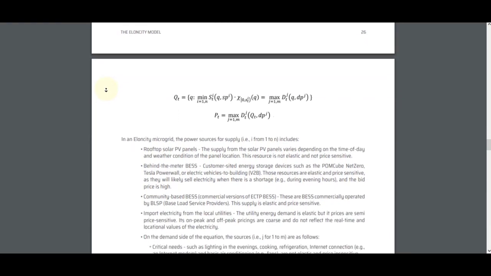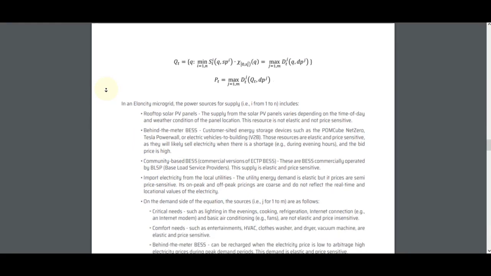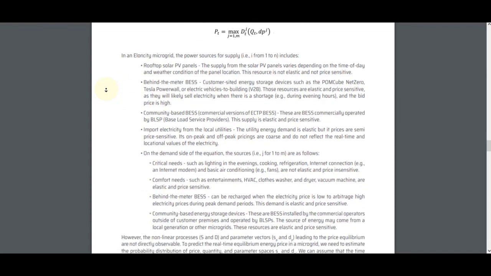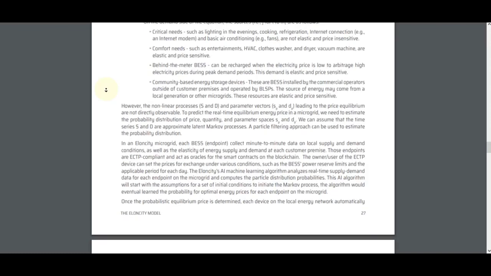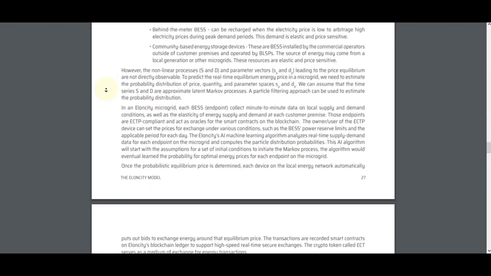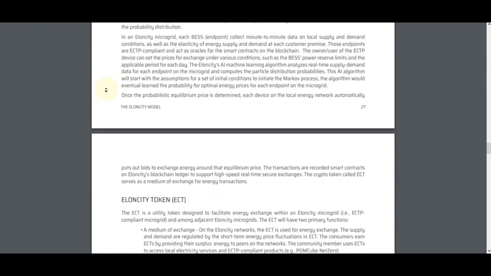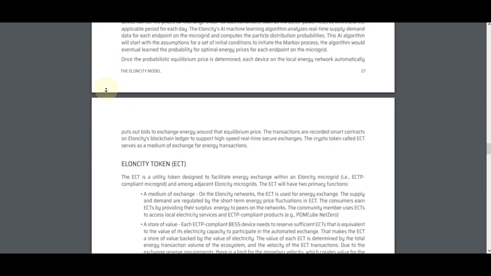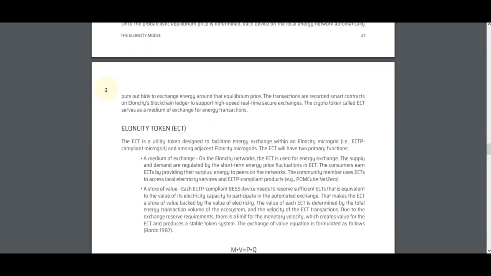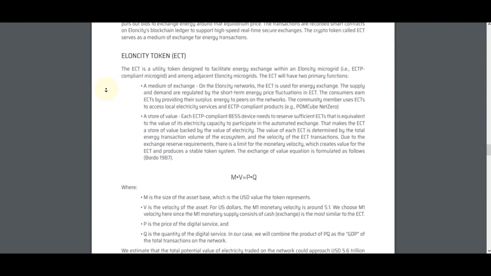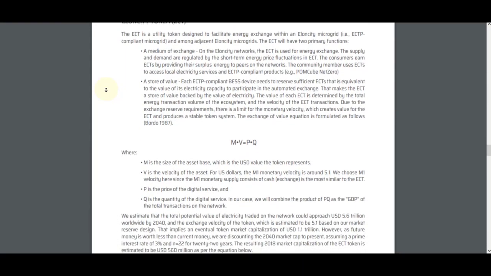We estimate that the total potential value of electricity traded on the network could approach $5.6 trillion United States dollars worldwide by 2040, and the exchange velocity of the token is estimated to be 5.1 based on our market reserve design. That implies an eventual token market capitalization of 1.1 trillion United States dollars. However, as future money is worth less than current money, we are discounting the 2040 market cap to present, assuming a prime interest rate of 3% and N equals 22 for 22 years. The resulting 2018 market capitalization of the ECT token is estimated to be 560 million United States dollars as per the equation below.